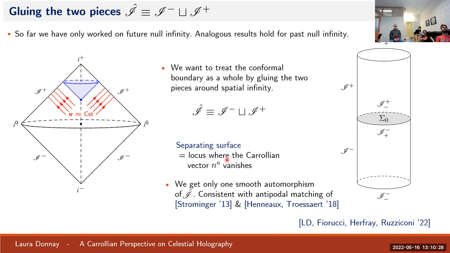So now your field lives on this whole cylinder? Yeah, that's the idea. This separating surface is the place where this vector field is zero, and you have smoothness. So the antipodal matching that people may have heard of between the past of scri plus and the future of scri minus is translated into a smoothness condition through spatial infinity. This is also consistent with recent work at spatial infinity, where they have an antipodal matching built in somehow around I0.